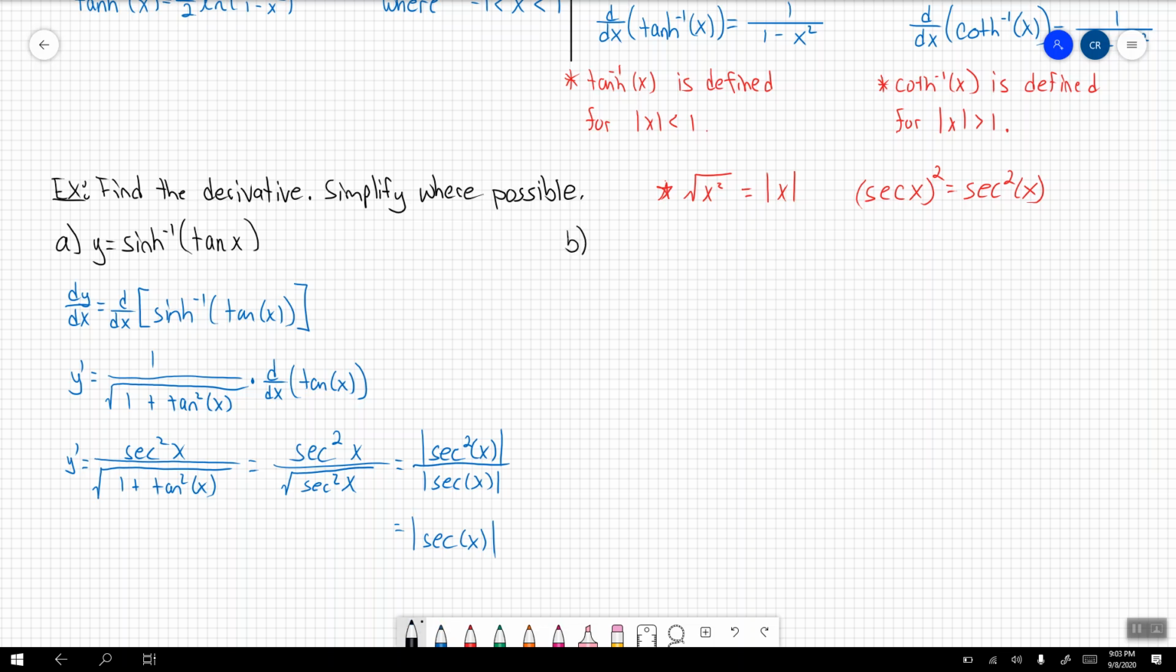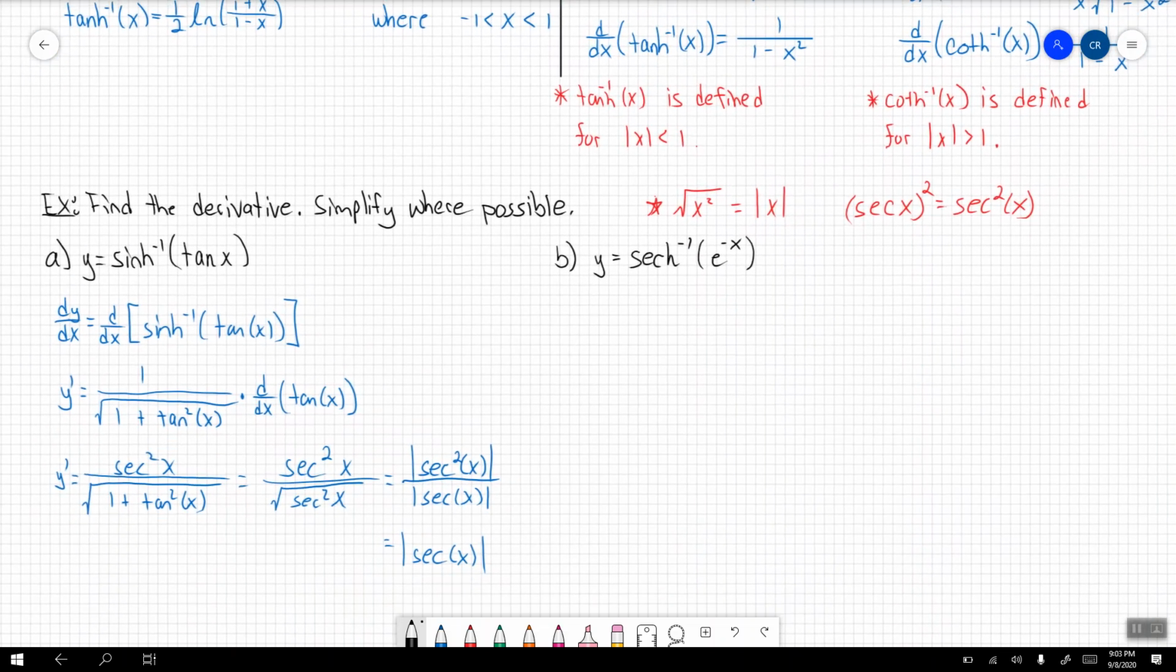Let's try part B. For part B, we're going to have y equal to inverse hyperbolic secant of e to the power of negative x. So when we work with this derivative, again, the first thing that we are going to look at is taking the derivative of the outer function. So again, we want to work with dy/dx, and we're going to apply that derivative onto inverse hyperbolic secant of e to the power of negative x.